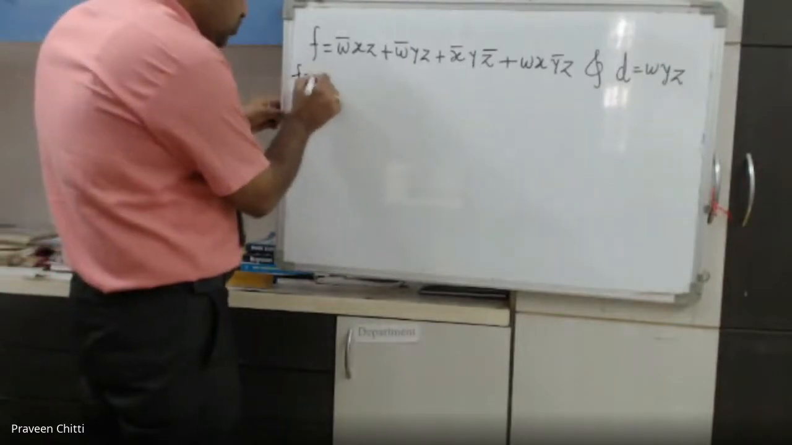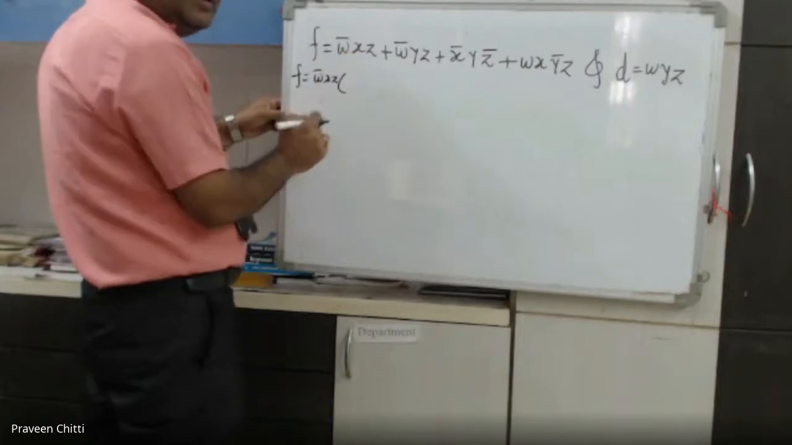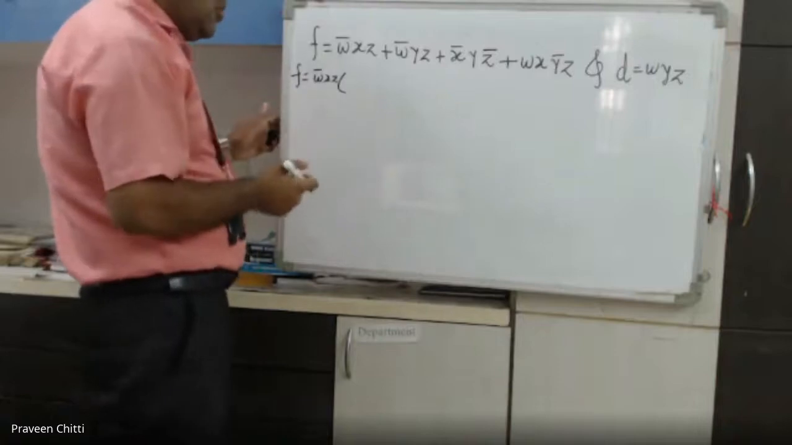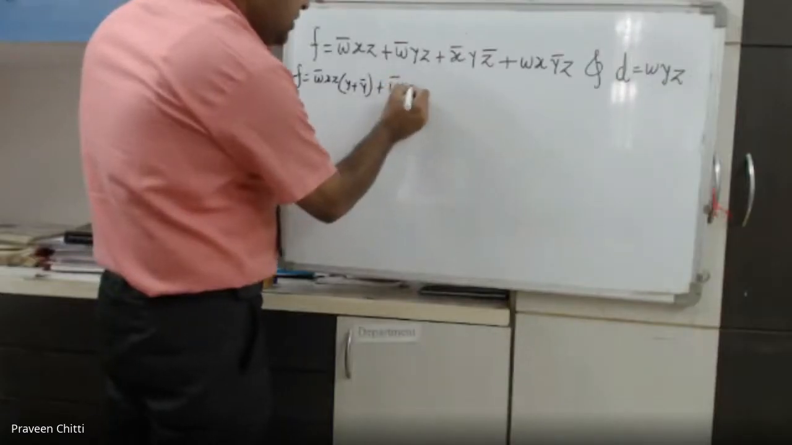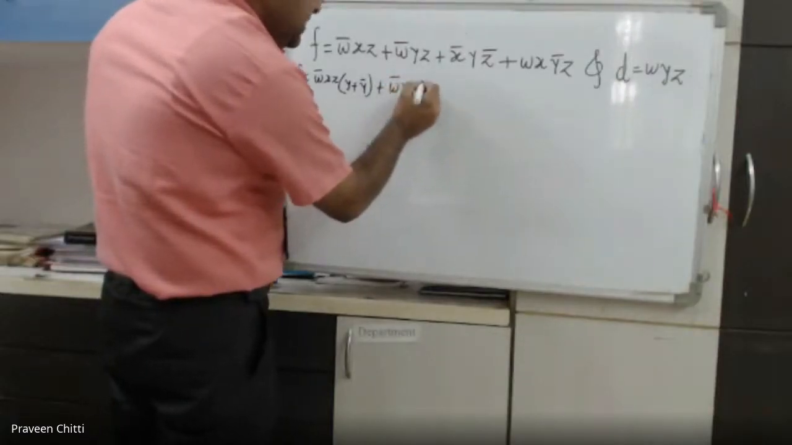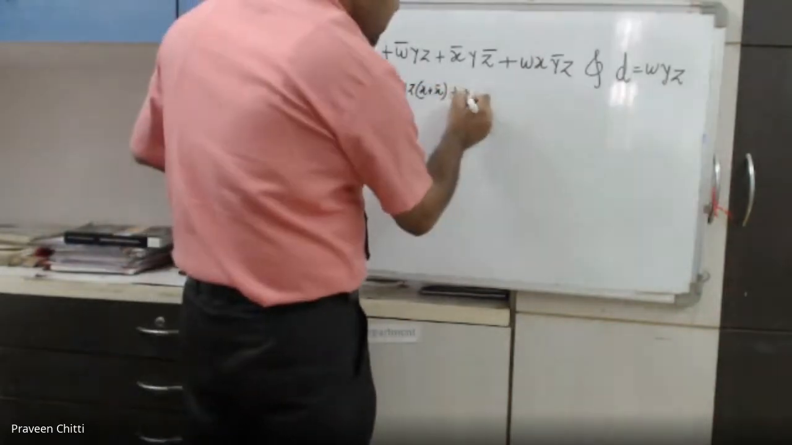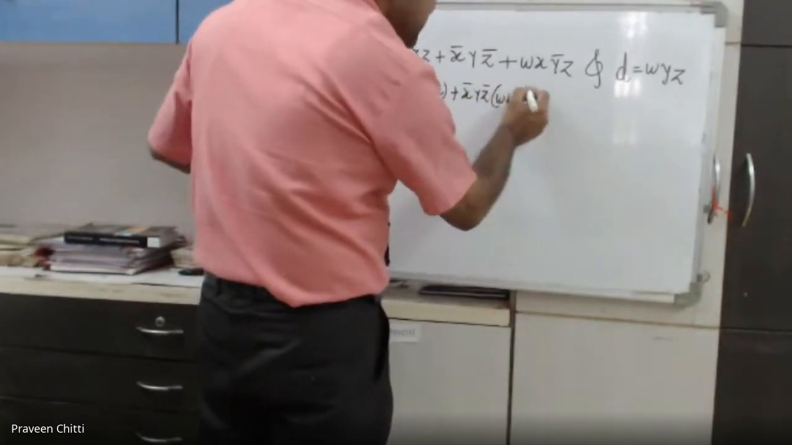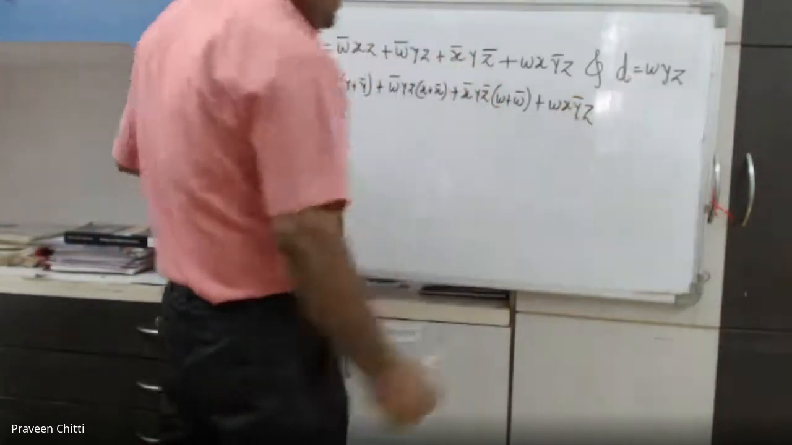So F equal to W bar X Z into what should I write here? Whatever is missing, write that variable plus its complement. So Y plus Y bar. Similarly, here W bar Y Z into X plus X bar. Then X bar Y Z bar into W plus W bar, plus W X Y bar Z as it is.